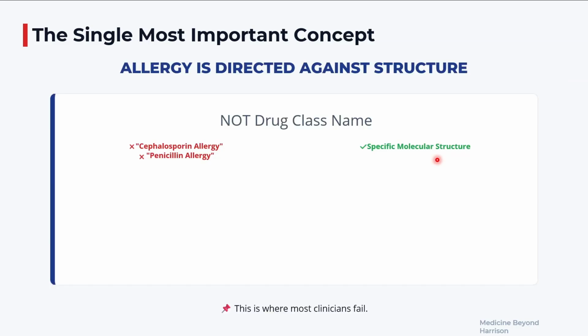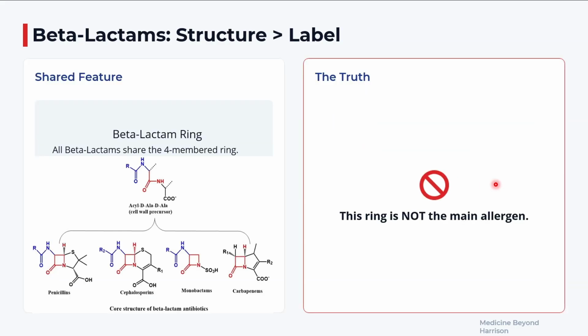This is the single most important concept: allergy is directed against the structure and not the drug class name. This is where most doctors don't know the concept, and it leads to overprescribing. So cephalosporin allergy and penicillin allergy are not the same. It is not the drug class, it is based on the specific molecular structure of that antibiotic that determines its cross-reactivity in allergy.